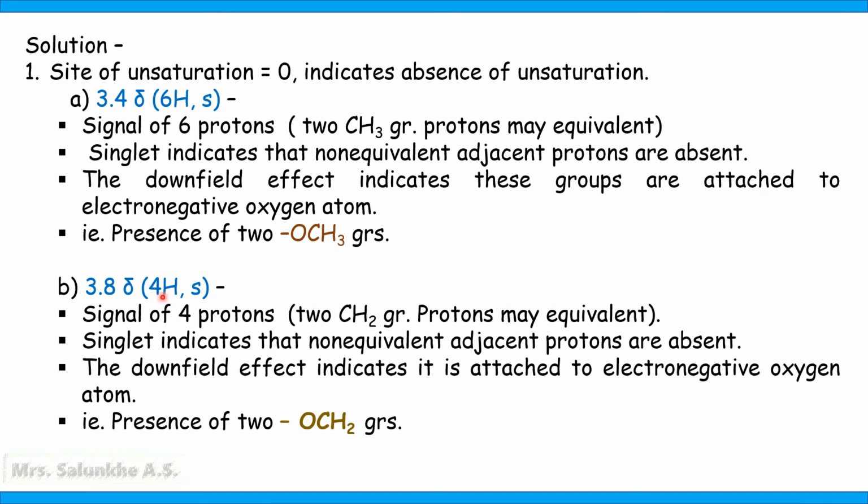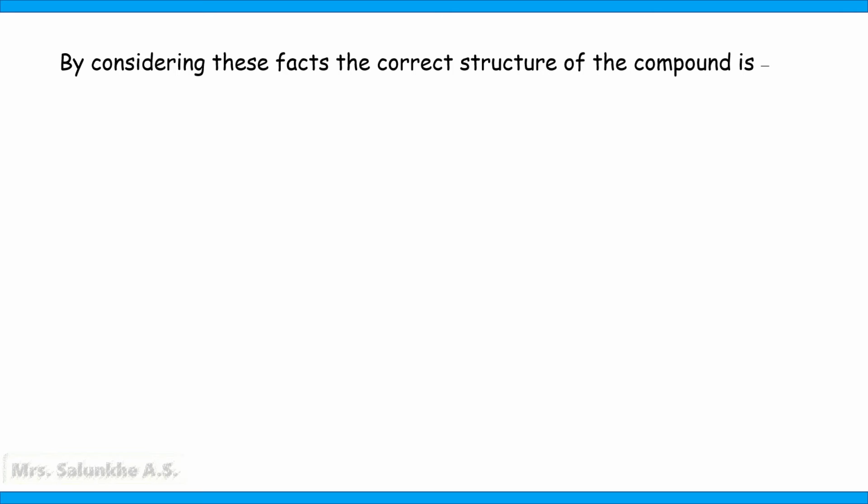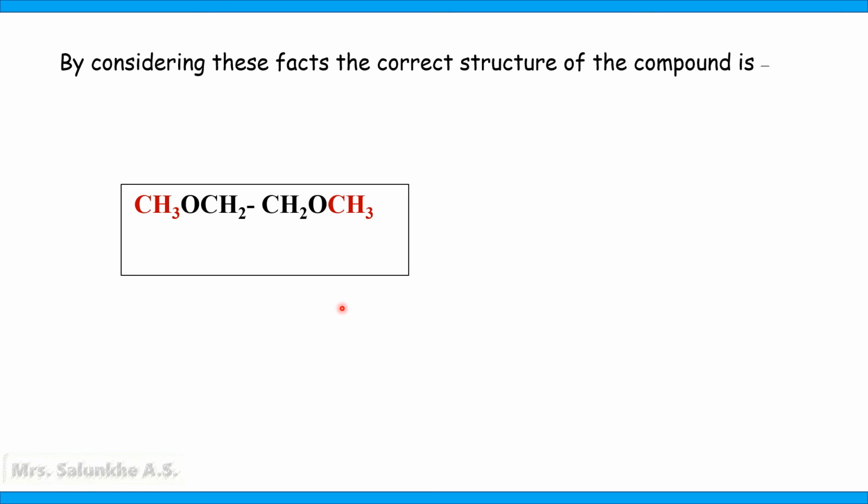The second signal is of 4 protons, 3.8 4H singlet, and 4 protons gives the clue that there should be 2 equivalent CH2 groups, and the singlet indicates that there is no non-equivalent proton on the adjacent carbon atom. The downfield effect indicates that it is attached to an electronegative oxygen atom. Such 2 OCH2 groups are present in the compound. And by considering these facts, the structure of the compound is like this.